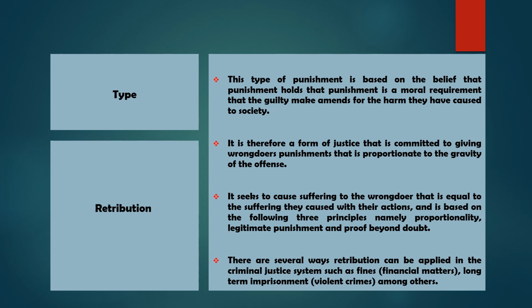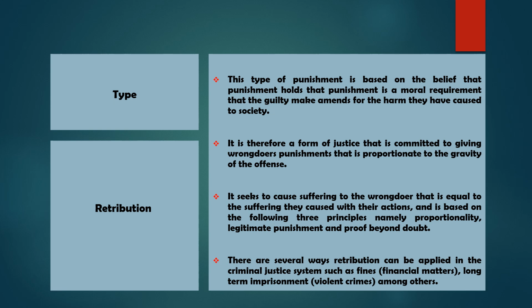The first one, not in their order, is what we call retribution. Retribution is a type of punishment which is based on the fact that punishment is a moral requirement that the guilty make amends for harm they have caused to society. It means, therefore, that in retribution, a person is punished because he deserves to be punished. In other words, if a person commits a wrong, then the opposite action of that wrong is punishing that particular person. And therefore, it seeks to cause a certain form of suffering to the wrongdoer, which is considered equal to the suffering they caused with their actions.